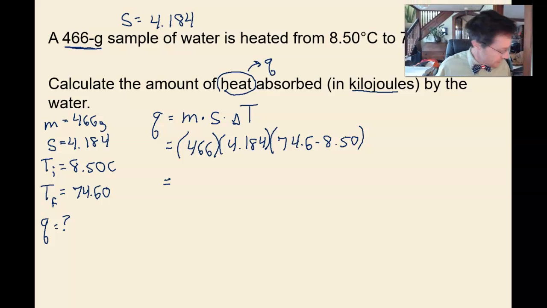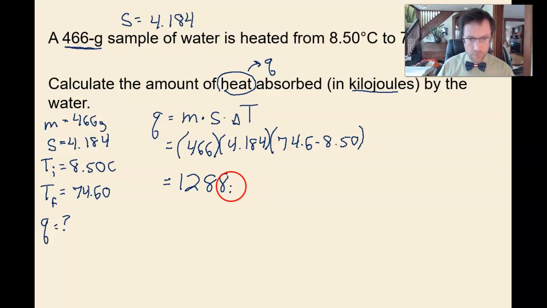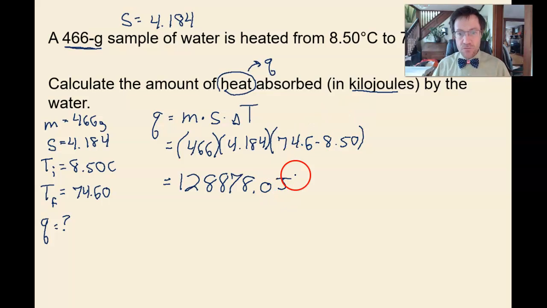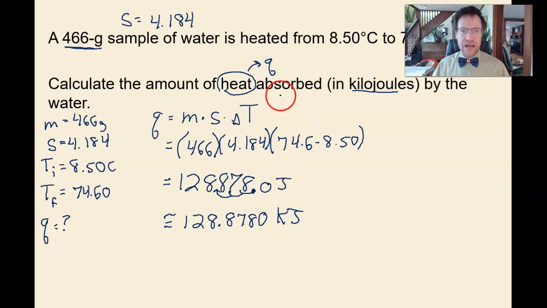Here we go. Okay. 1, 2, 8, 8, 7, 8. 0.0 joules. But this is regular joules, so I need it in kilojoules. And because we're using the metric system, I'm going to take that decimal and go 1, 2, 3, and I'm going to call this 128.8780 kilojoules.